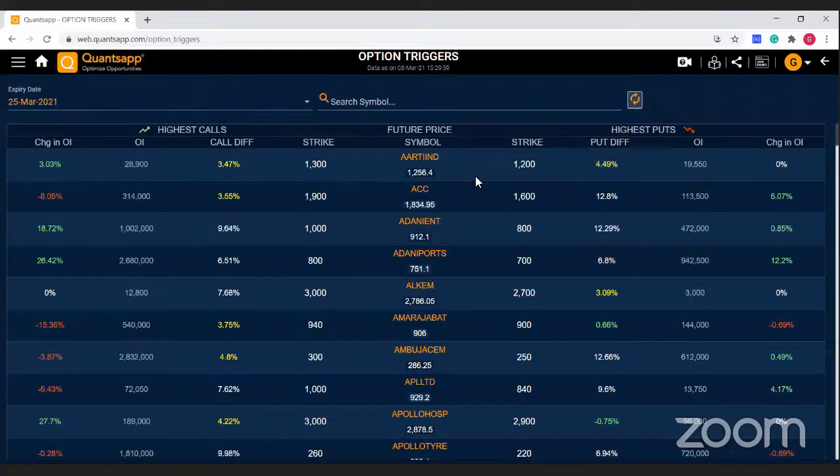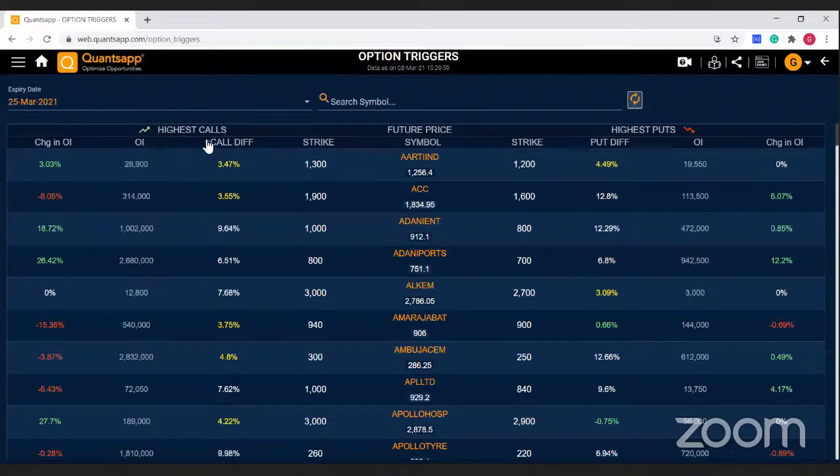So it gives me a rough idea that the call strike and the put strike are far away from the future price. And besides that, you can see the OI and the change in OI. Now, as I said, I will be more interested in looking at the stocks which are likely to move.